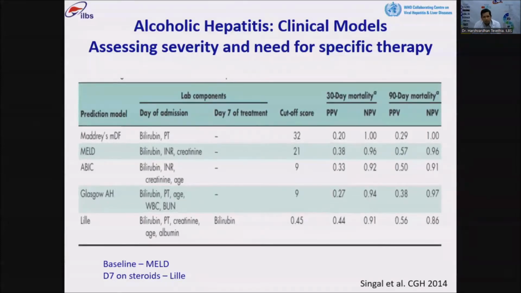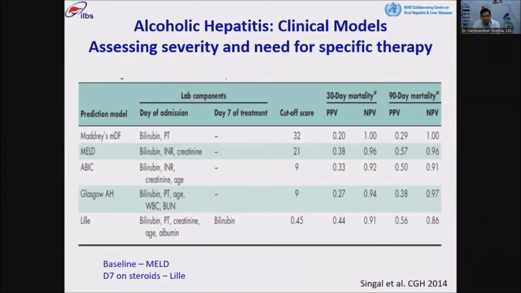Now, the Lille score is a score in alcoholic hepatitis which actually tells us the risk of therapy. When you give these patients steroids, a Lille score is measured at day 0 and at day 7. And if a Lille score is less than 0.45, this tells us more about the steroid response, and it's a very important and clinically used score, which is used in routine clinical practice.